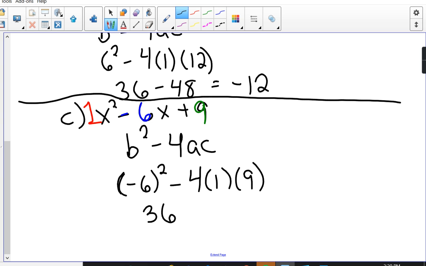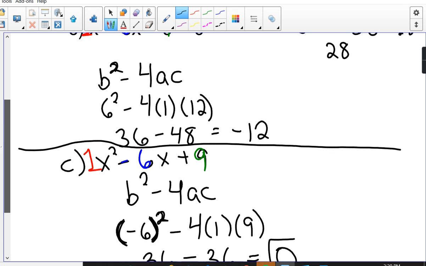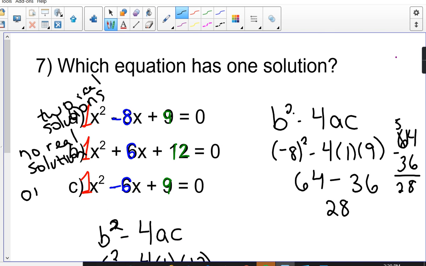If you're choosing to use a calculator, make sure that you use the parentheses correctly around the -6 with the exponent outside the parentheses in order that it gives you the positive 36. And then we're subtracting 4 times 1 times 9. 4 times 1 is 4. 4 times 9 is 36. 36 minus 36 is 0. And remember, if there's 0 in the root, we only get one solution, because taking the positive or negative root of 0 doesn't give us two different answers. It just gives us 0. So yes, this last choice had one solution. Okay, that was the one that had one solution.